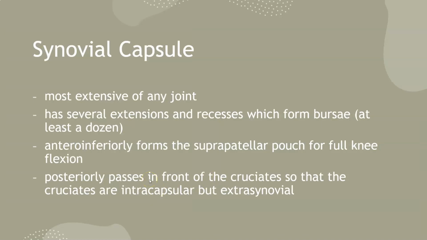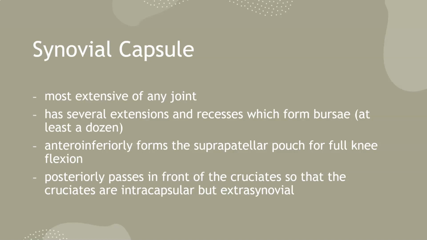The synovial capsule is the most extensive of any joint. It does have several extensions that pop out of the joint, out of the fibrous capsule. Also many recesses which help form bursae. There are at least 12 in the knee, as we've got many structures crossing over between the two, and we need these bursae to be there to help in protection.